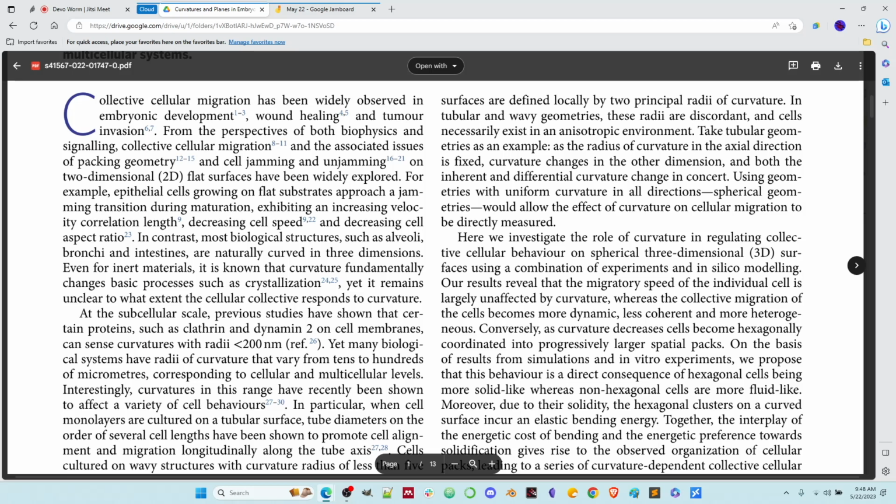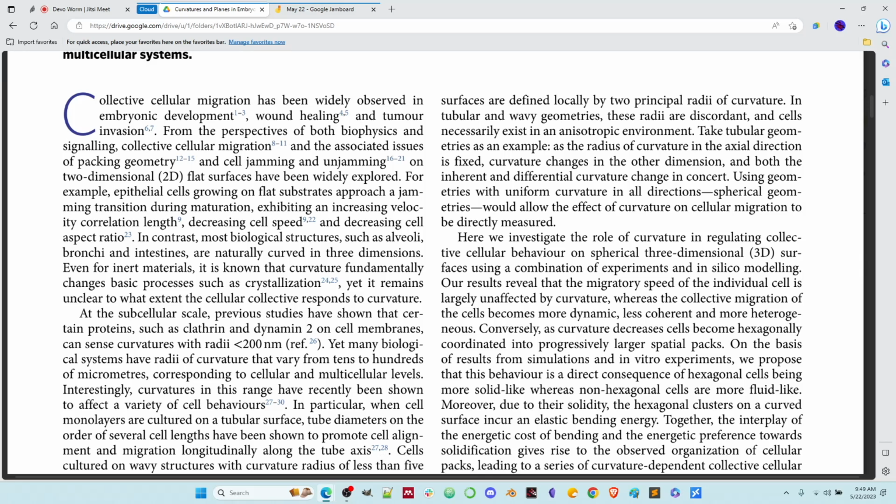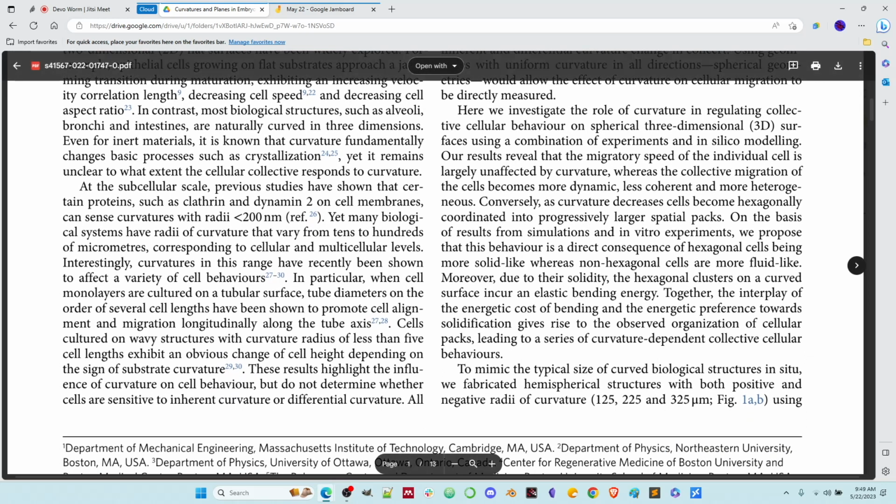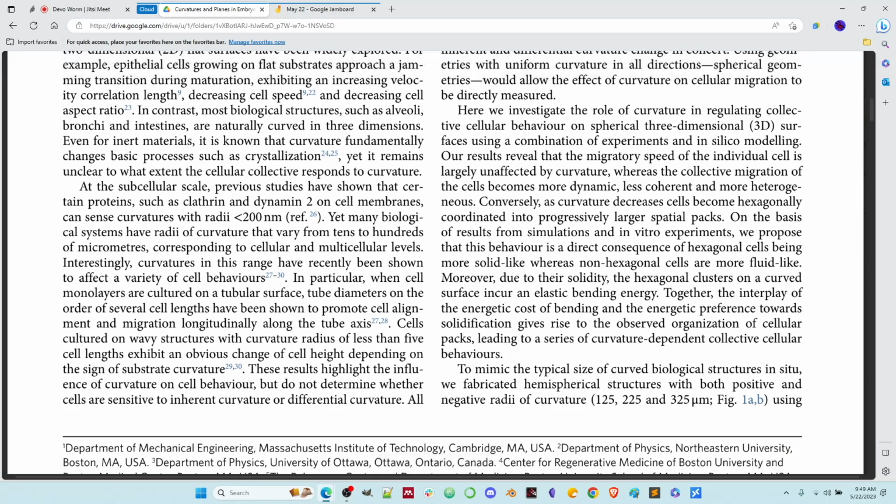In contrast, most biological structures, such as alveoli, bronchi, and intestines, so these are parts of the lung and parts of the intestine where the surface is extremely curved, are naturally curved in 3 dimensions. Even for inert materials, it is known that curvature fundamentally changes basic processes such as crystallization. Yet it remains unclear to what extent the cellular collective response is to curvature itself. So what does it mean that the cells are behaving on a curvature instead of a flat surface? There's a lot of variability at very small scales here, so we can't assume anything from the 2-dimensional case.